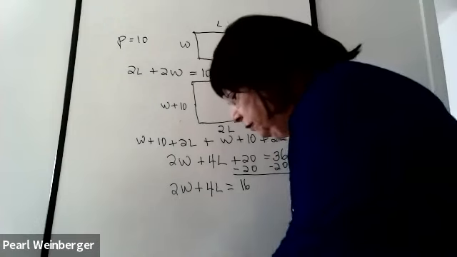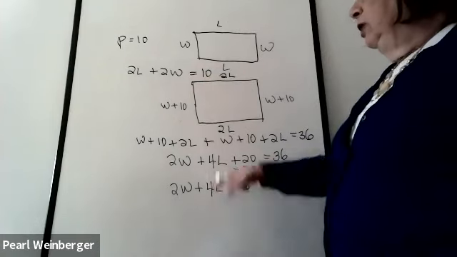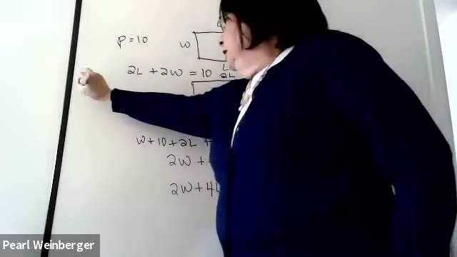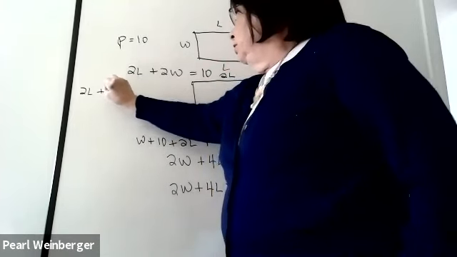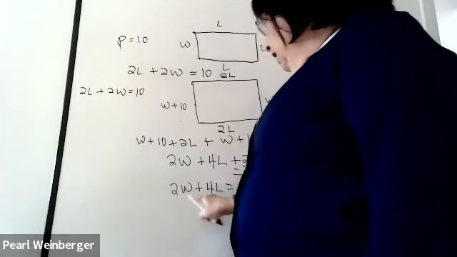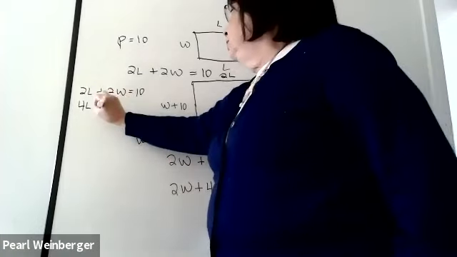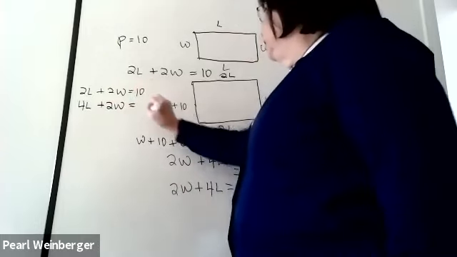So I had two different rectangles that they were talking about. So now I have two equations. I have the equation that says 2L plus 2W equals 10. And I have the second equation. I'm going to rearrange the terms. I'm going to put the L terms first. The equation that says 4L plus 2W equals 16.